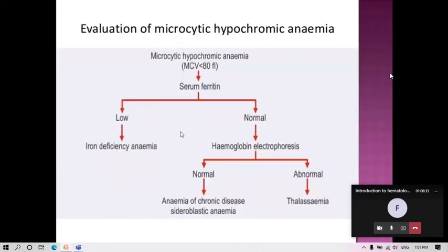Then on the basis of MCV, if MCV is less than 80 femtoliters, and peripheral smear is also telling that it can be iron deficiency or it can be thalassemia, you will go for serum iron studies. If serum ferritin is low, you will diagnose it as iron deficiency anemia. If it is normal or high, you will look for hemoglobin electrophoresis. If that is an abnormal study, you will report that way, or if it is normal, then it can be because of anemia of chronic disease or sideroblastic anemia.